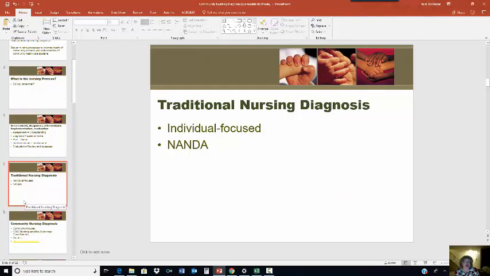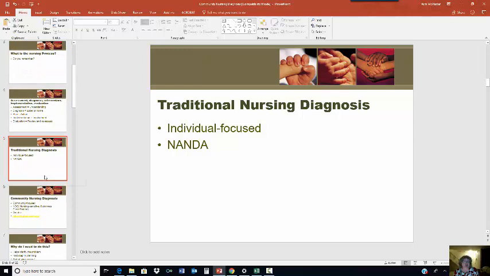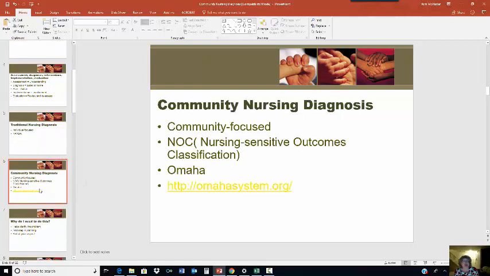So our traditional nursing diagnosis, the NANDA, is focused on the individual. This one person that you're taking care of, you do all of the nursing process and you create a plan of care for that person. But the community is our patient, and so we've got to design this at a community level. Our community nursing diagnosis is focused on the community, and we look at the nursing outcome classifications, and we can use the Omaha system to look at that. Just go to omahasystem.org and you can take a look at that.